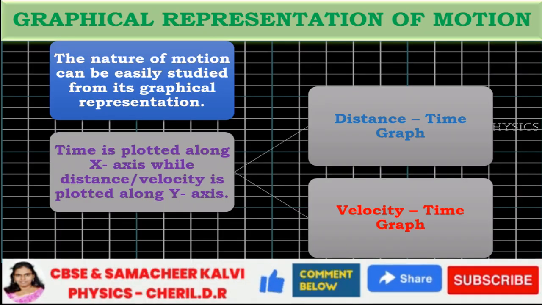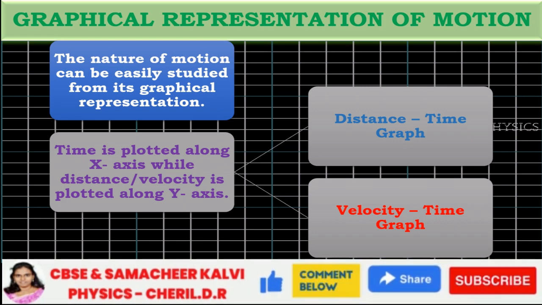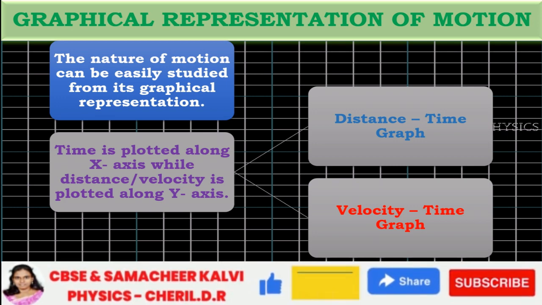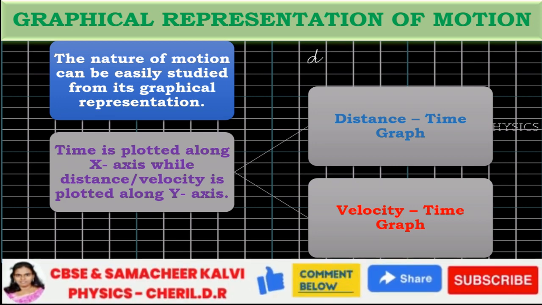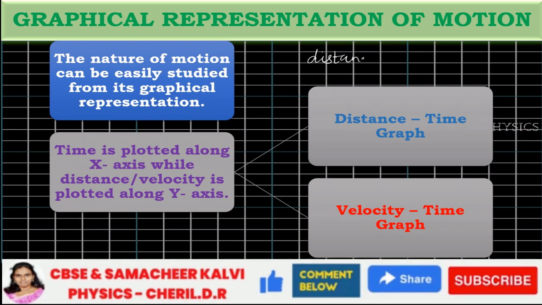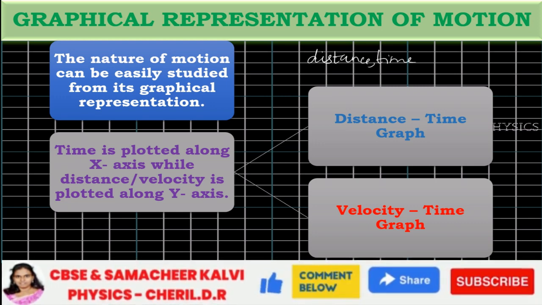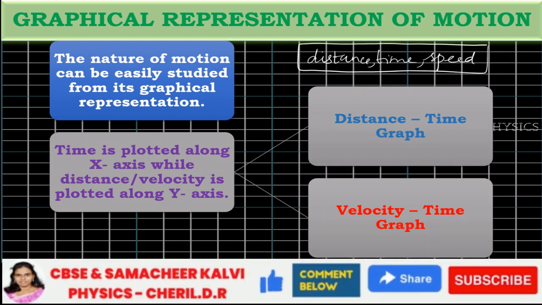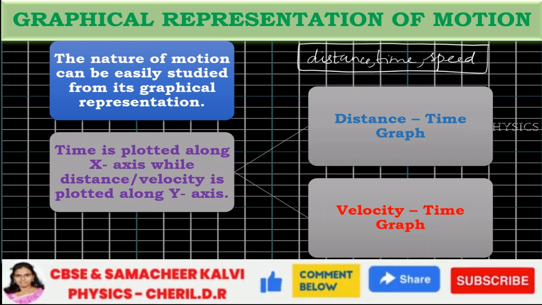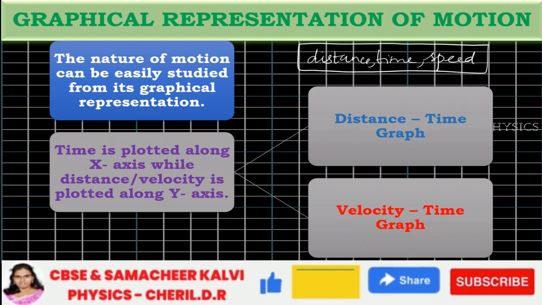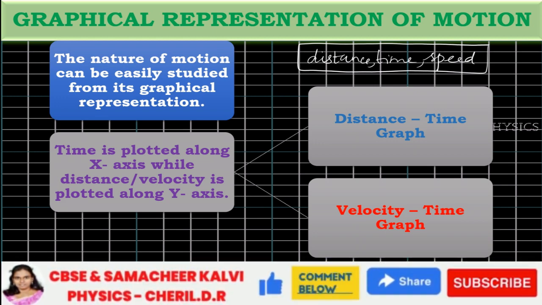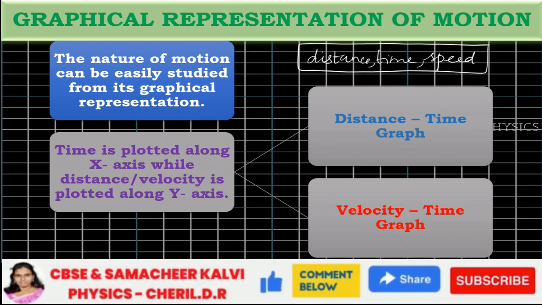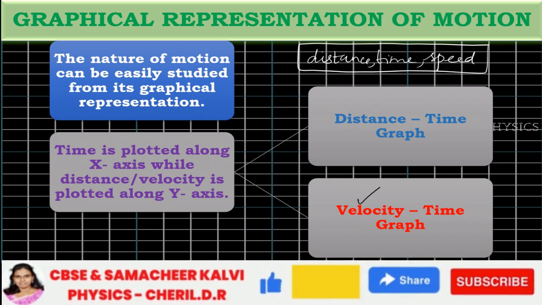When you want to represent a motion graphically, we know there are a few main parameters. What are they? We can calculate the distance, time, and speed. These three are the main parameters which we'll be seeing. Among these, you can either call it speed, or if it is in a particular direction, you call that velocity.